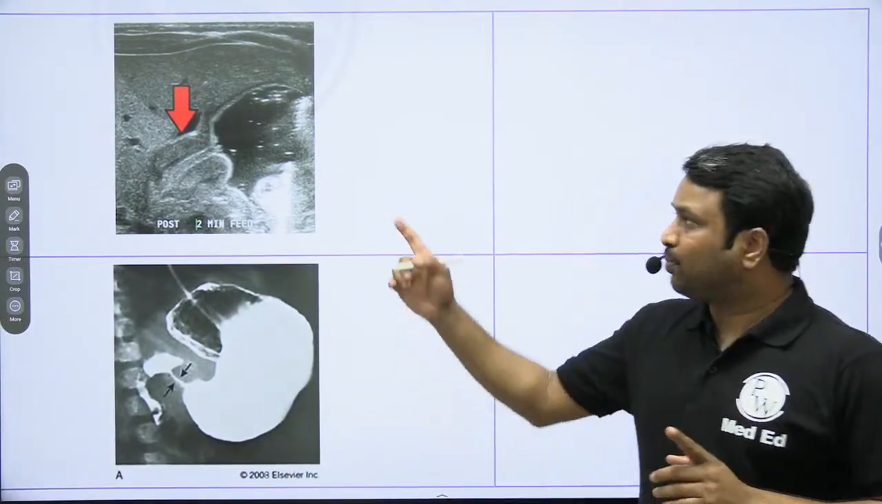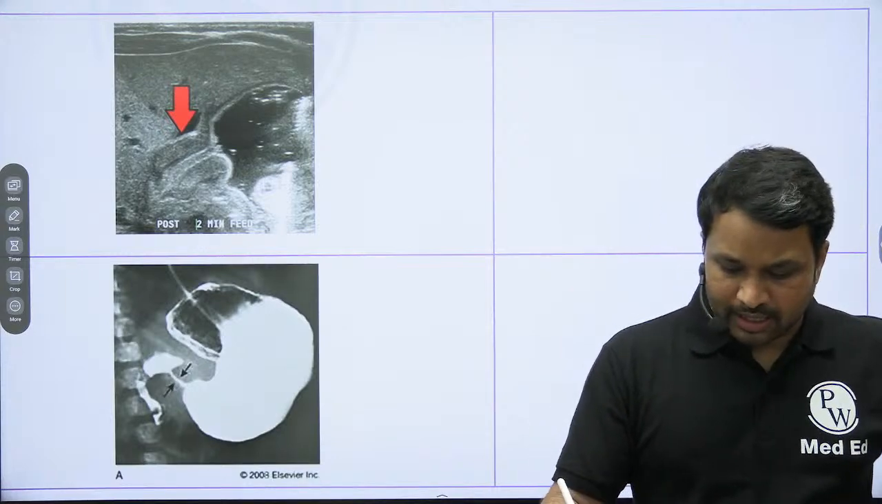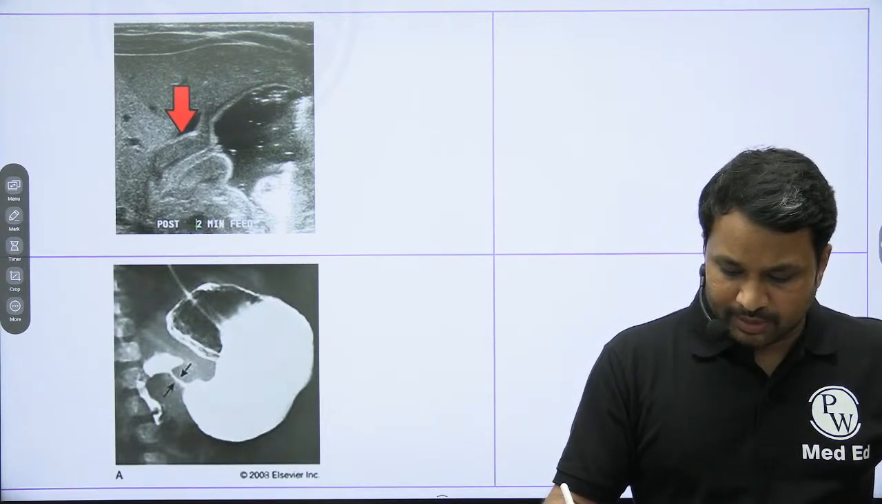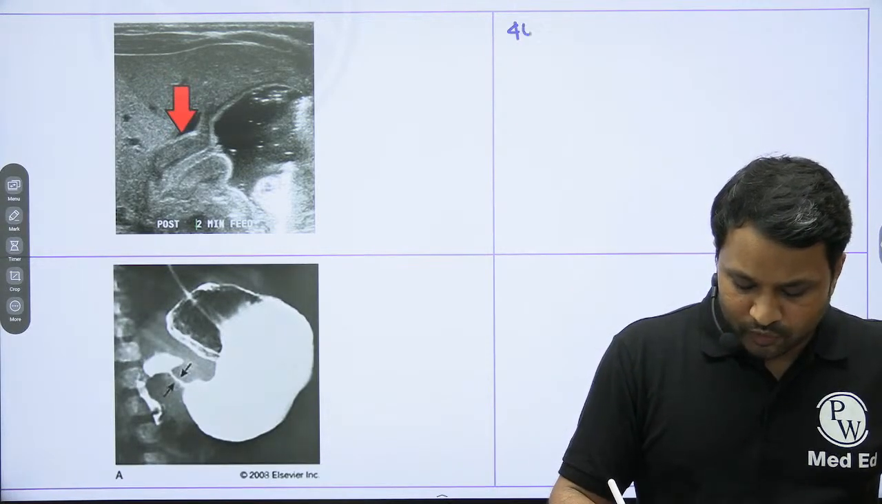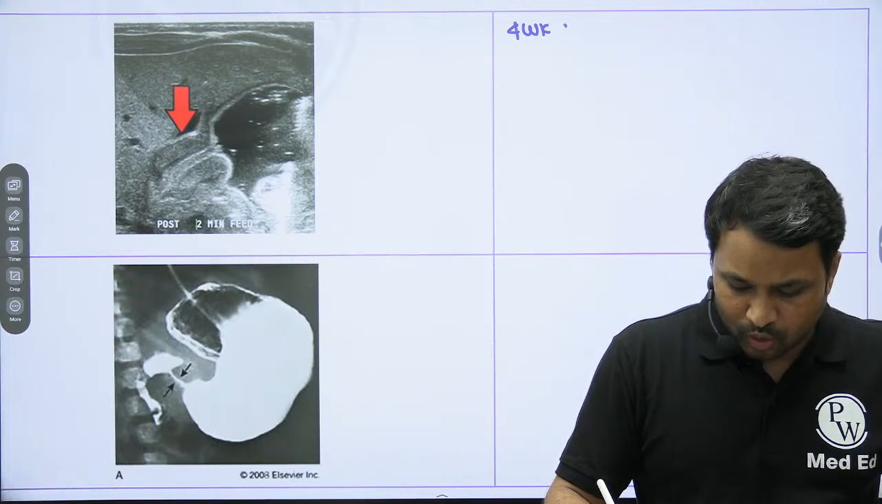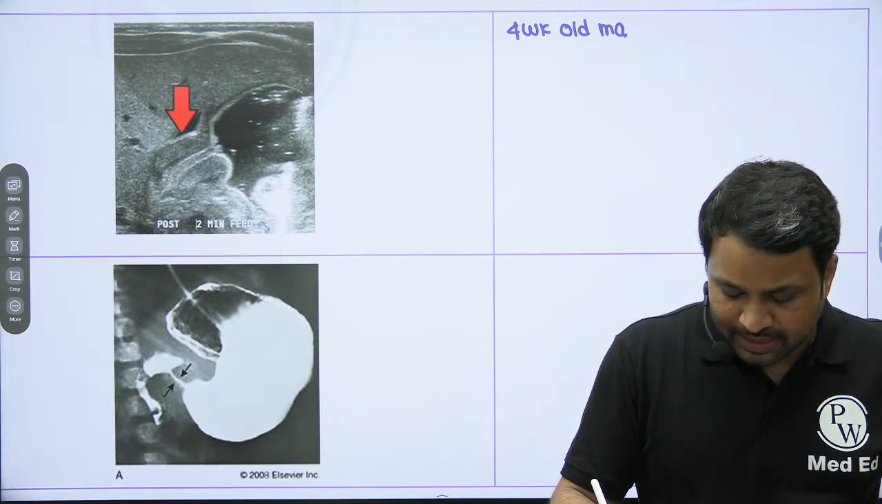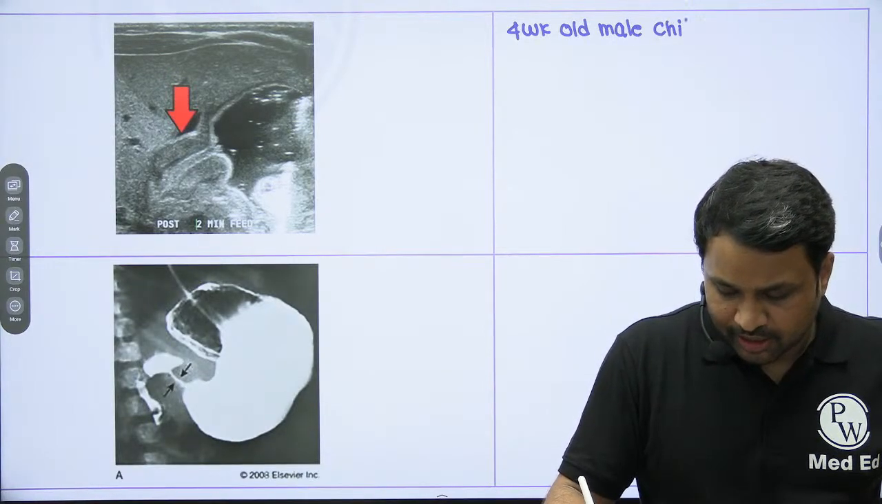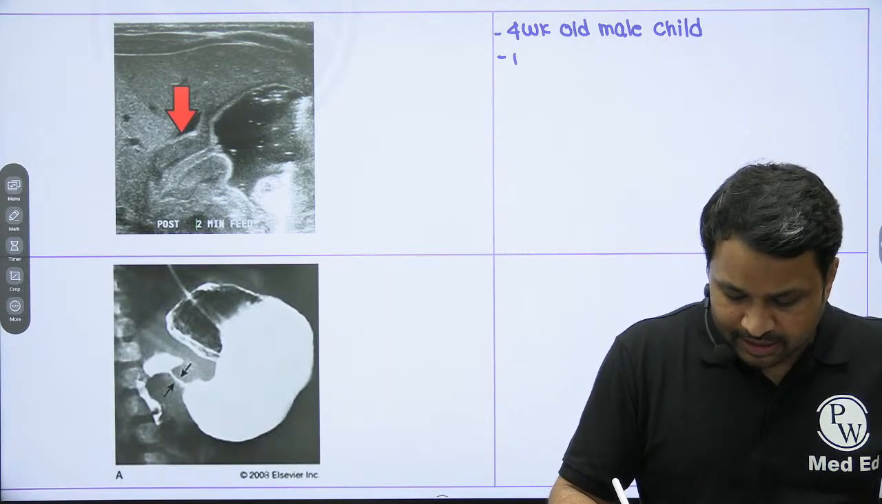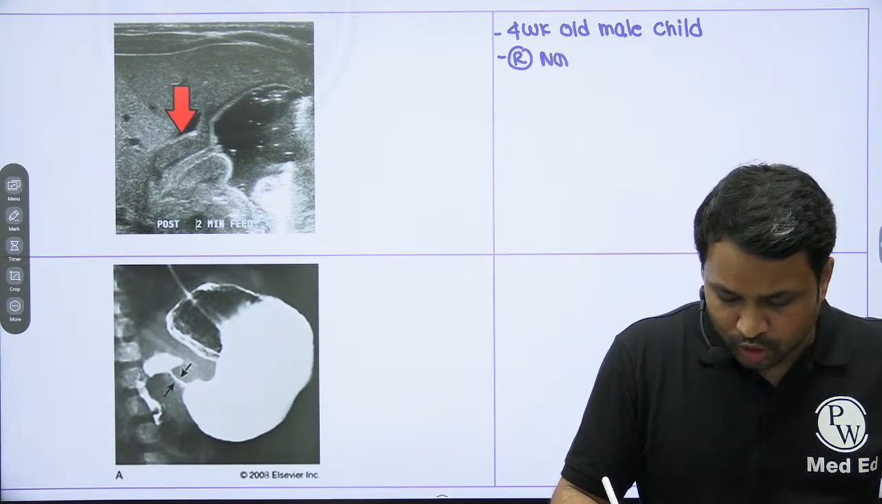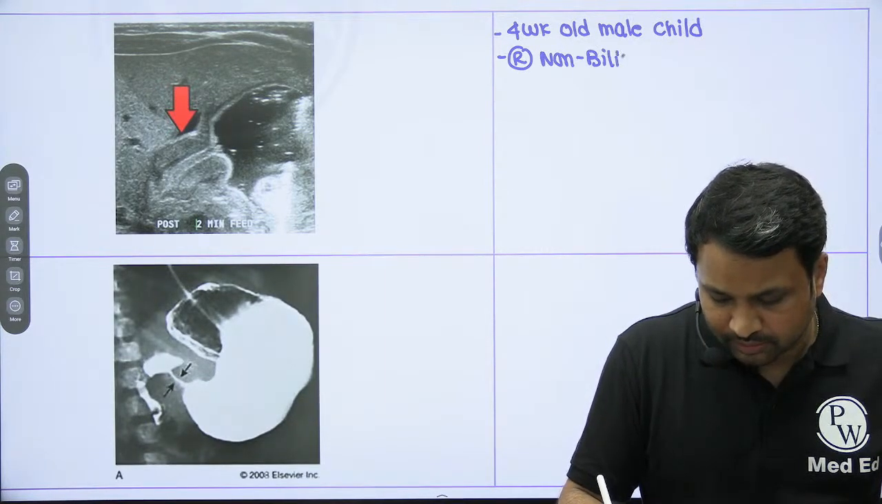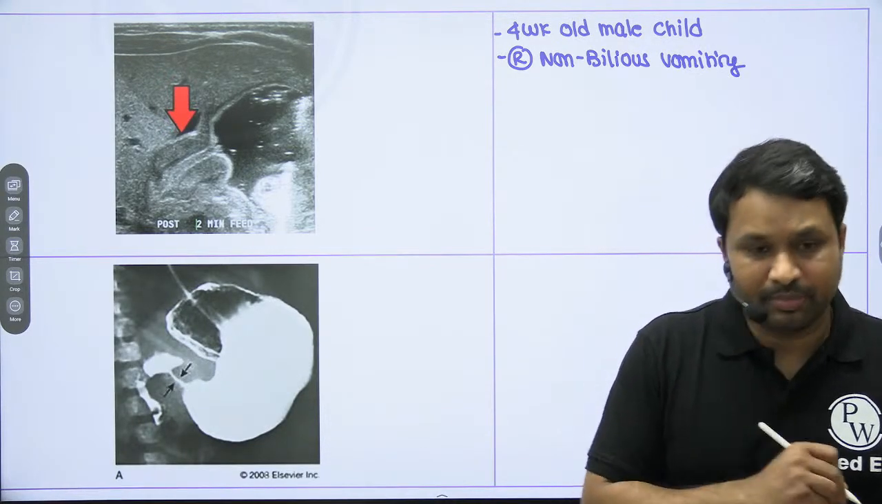ठीक है? स्पॉटर नंबर 1 अल्ट्रासाउंड है. अगर आपको थोड़ा डेटा चाहिए तो डेटा ये मिलेगा कि ये मेरे पास 4 वीक्स ओल्ड बेबी है, 4 वीक्स ओल्ड मेल चाइल्ड मेरे पास आया है. ठीक है? This baby is having recurrent episodes of non-bilious vomiting.